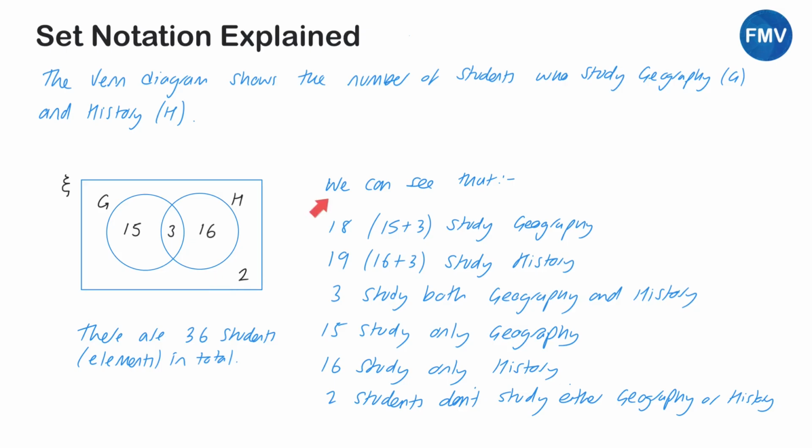Let's look through this. So in this one, we can see that 18 students, that's the 15 plus the 3, study geography. We can see 19 students study history. That's the 16 plus the 3. We can see 3 students study both history and geography. That's the intersection, the shared area. We can see 15 students only study geography, and we can see 16 students only study history. And as we started with, we can see 2 students don't study history or geography. And finally, if we add these together, we can see there are 36 students in total.